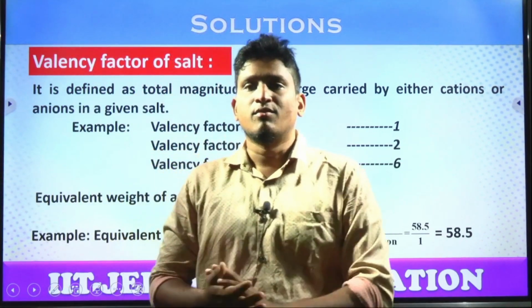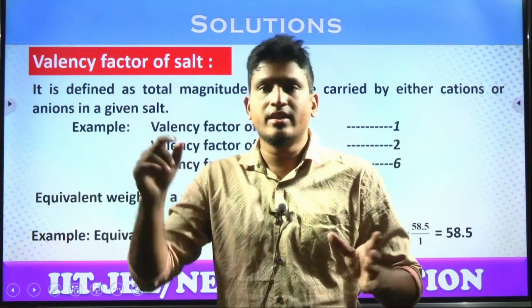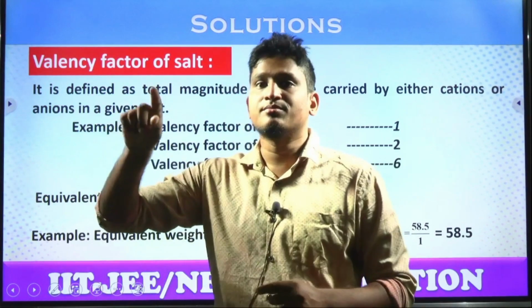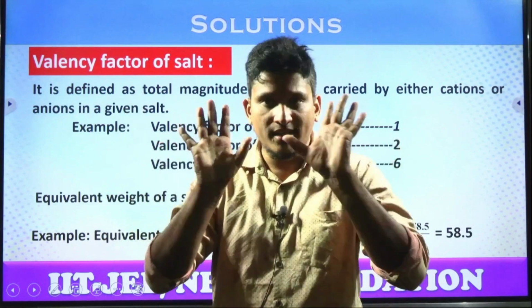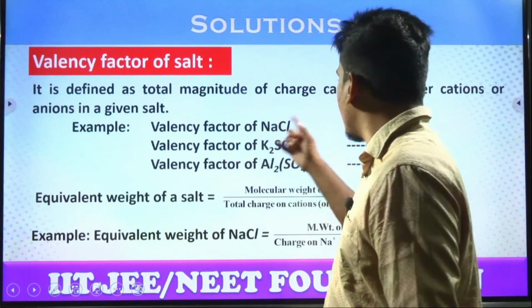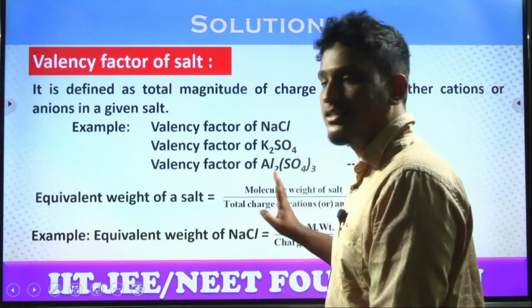Aluminium chloride. What is the total charge on aluminium? +3. And 3 chlorines are there. What is the total charge on anions? -3. So 3 is the valency factor. Got the clarity? That is how we can find the valency factor. Some examples are given. NaCl is 1 valency factor.